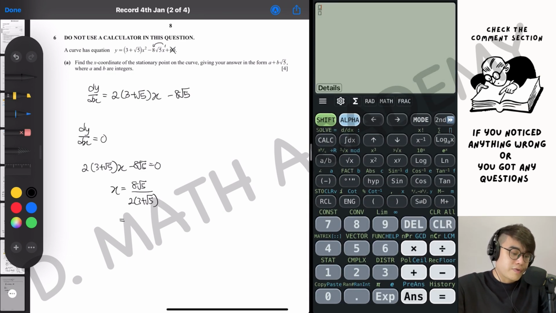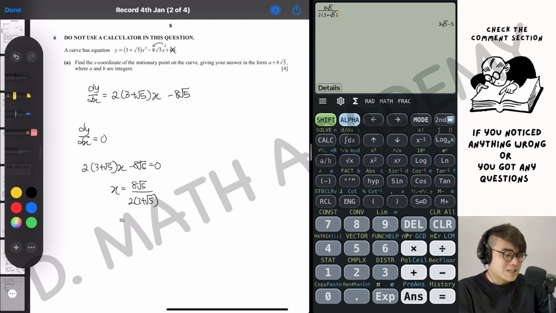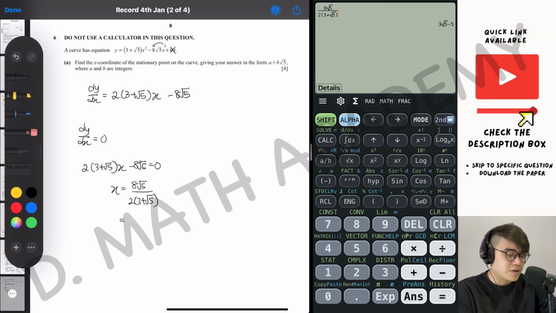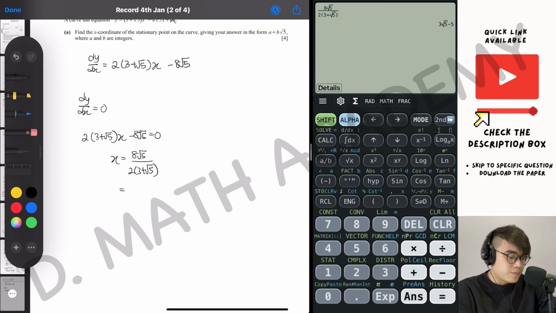8 square root 5, 2, 3 plus square root 5. Okay, it did. So you immediately notice that the answer here at the end of the day will be in this form that they wanted. It is negative 5 plus 3 square root 5. But okay, if you were to write this, you might not get the full marks because the question mentioned do not use calculator here.